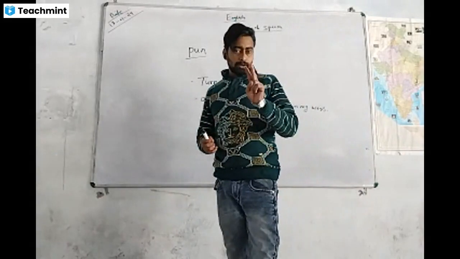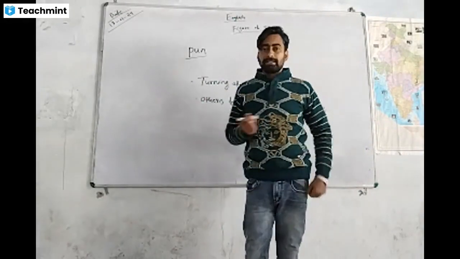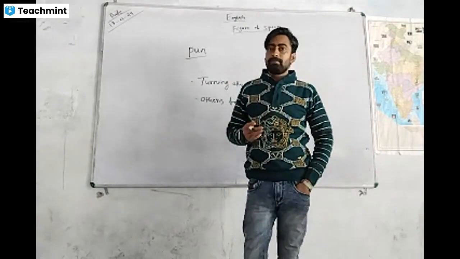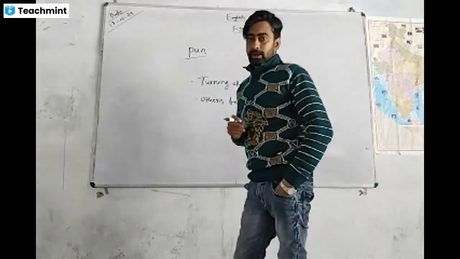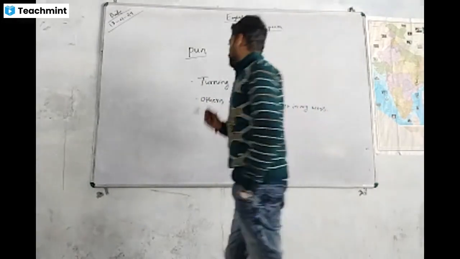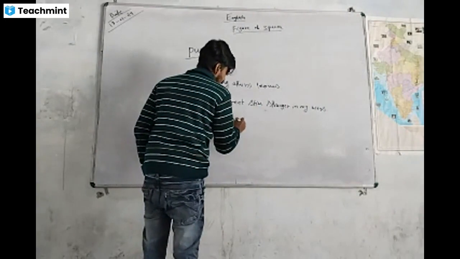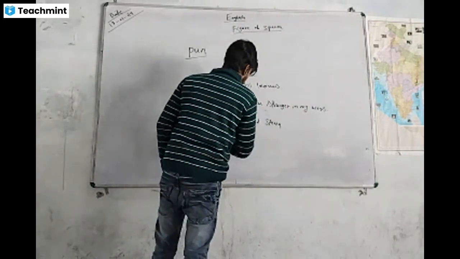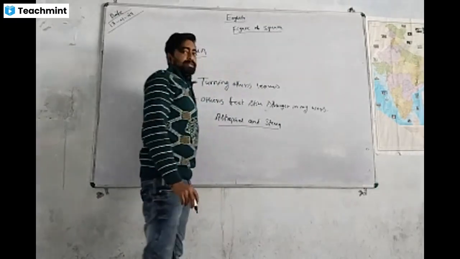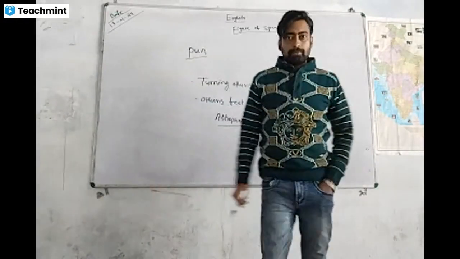I took these two lines from a particular poem. The name of the poem is Astrophel and Stella. It is written by Edmund Spenser. It is a love poem.